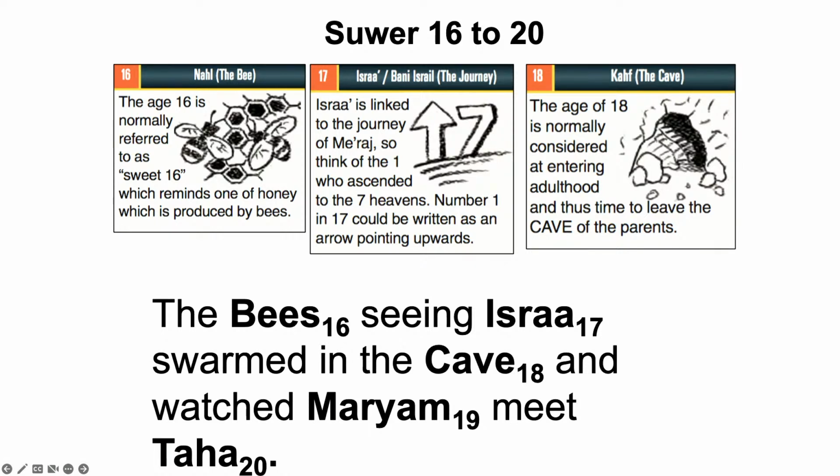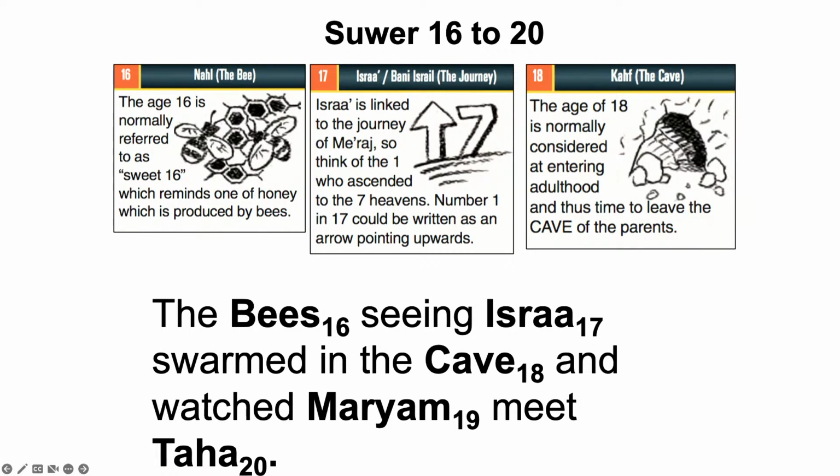In this country, 16 is known as sweet 16. What is sweet? Honey. Who makes honey? Bees. So you know surah number 16 now, right? Okay. Then you have 17. If you draw an arrow going up to the 7 heavens, you know 17 is Isra. Because Mi'raj. Are you good?